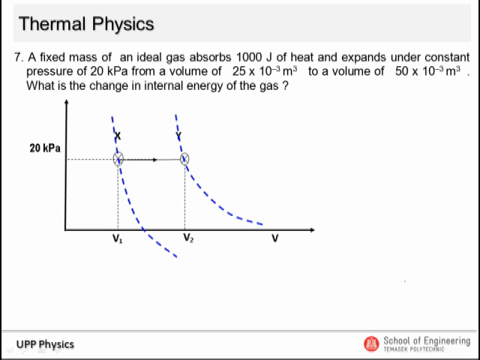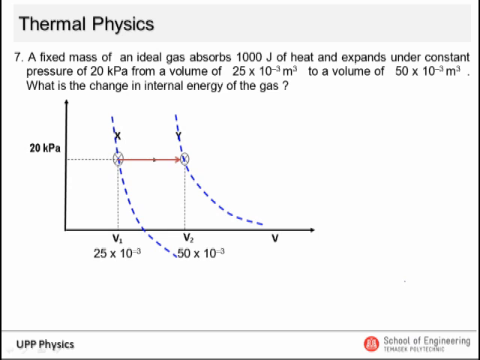Let's proceed to fill in the values in the PV diagram. Now V1 is 25 decimeter cube, whereas V2 is 50 decimeter cube. And from this PV diagram, we can see that there is an expansion of the gas as indicated by the question as well, from X to Y, indicated by the red arrow.